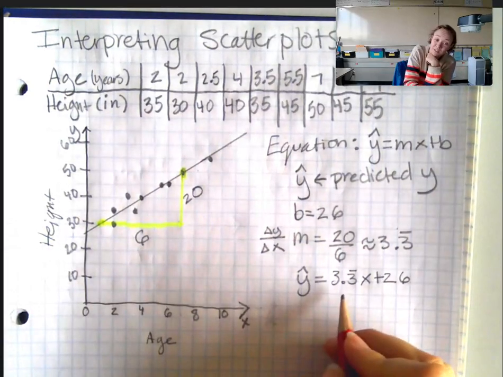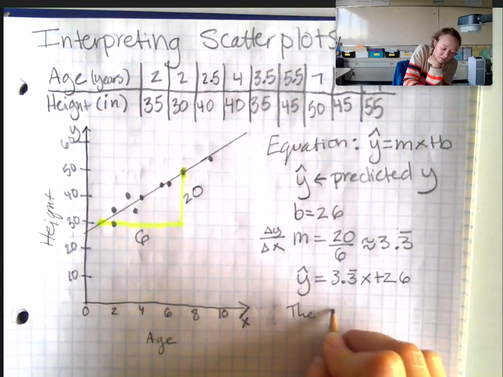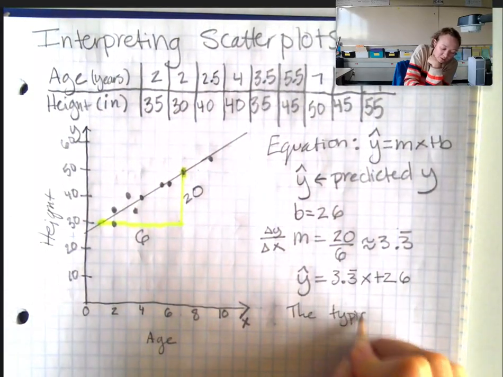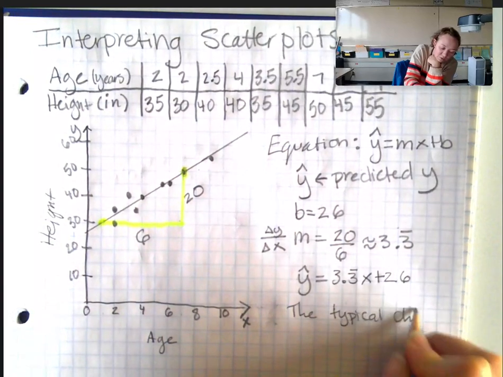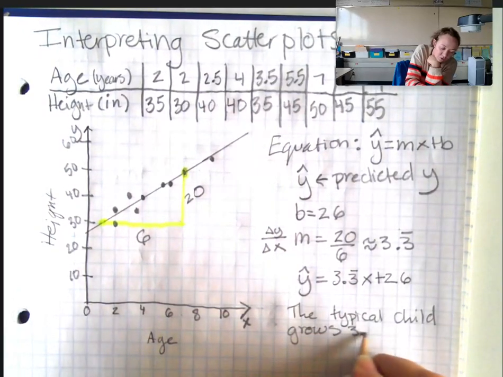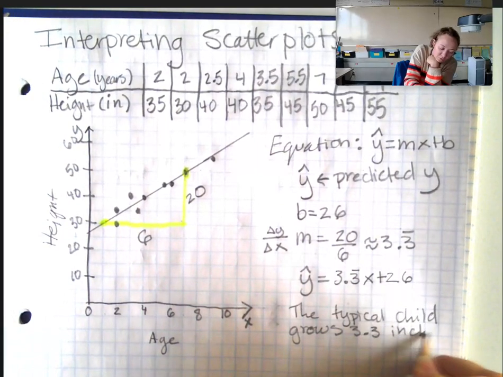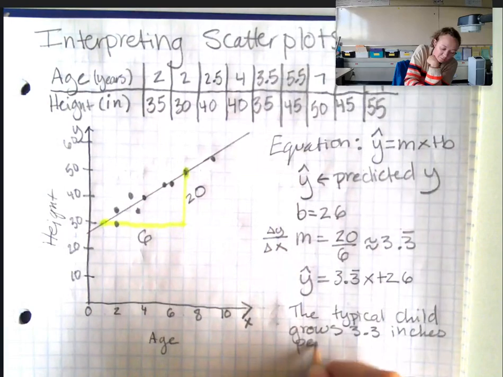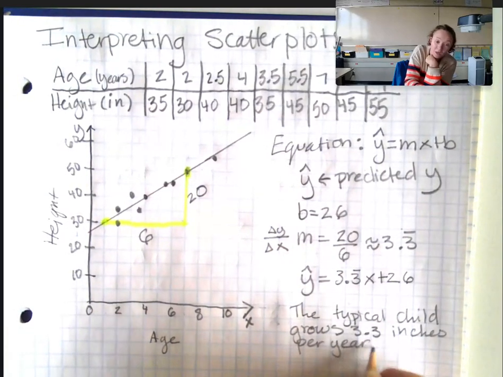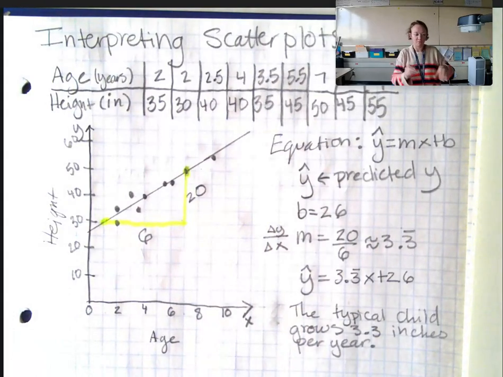So we could write those as a sentence. So we could say that the typical child grows 3.3 inches per year. Because that's what that number means in context. It's a rate. It's happening every year that it's growing.